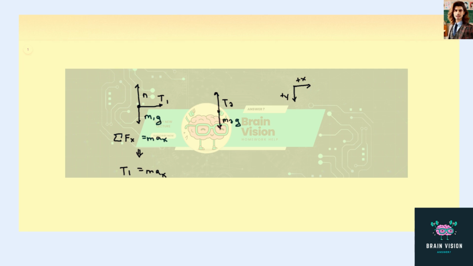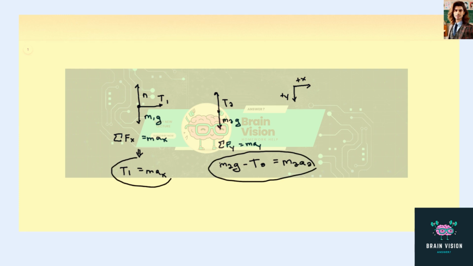Now, if we do Newton's second law for this block in the y direction, we get sum of the forces in the y is equal to mass times acceleration in the y. That leads to m2g minus T2 is equal to m2a2. And so I'm going to go ahead and circle these equations here. They're not the final answer. They'll just be really important later on.